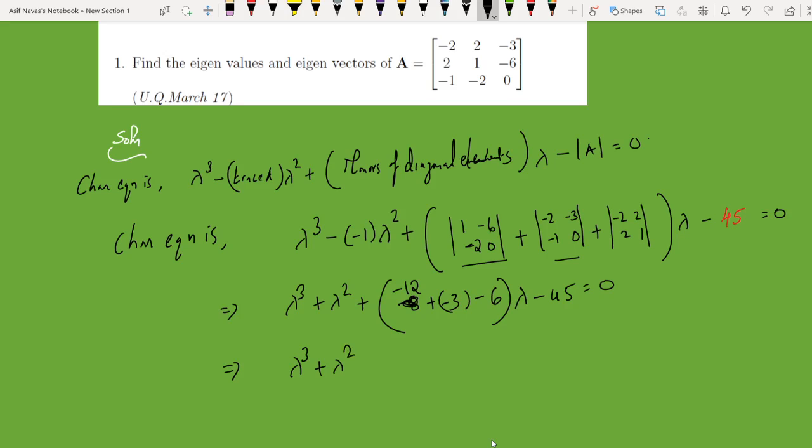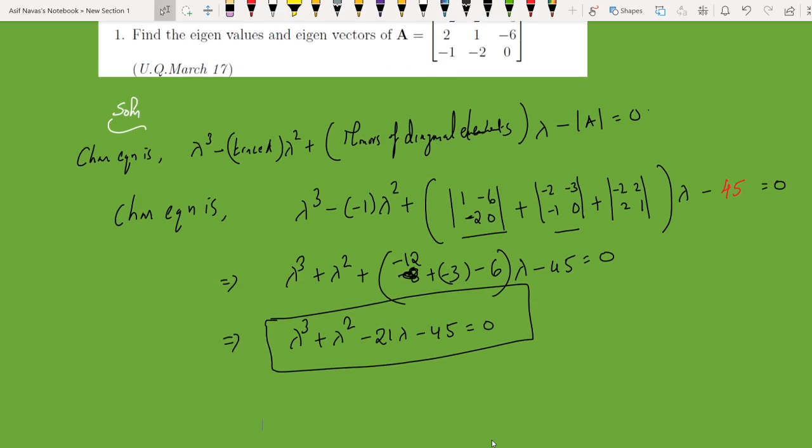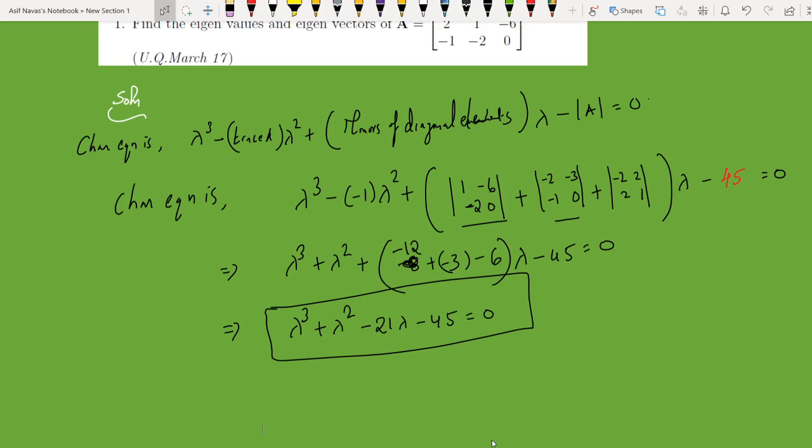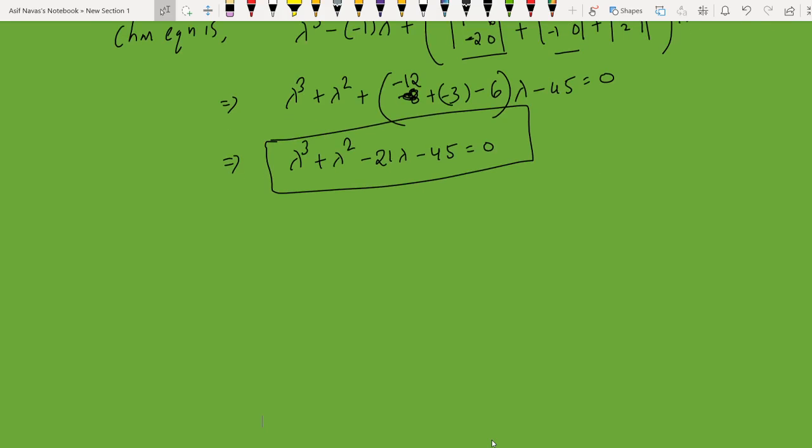Minus 12, minus 50, minus 3, minus 6, minus 21 lambda minus 45. So this is our characteristic equation. Then what are the eigenvalues? Eigenvalues are roots of this characteristic equation. So how to find out the roots?